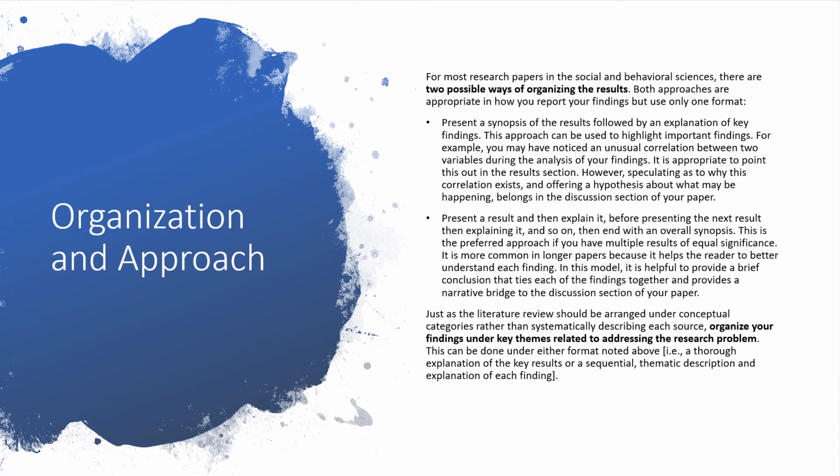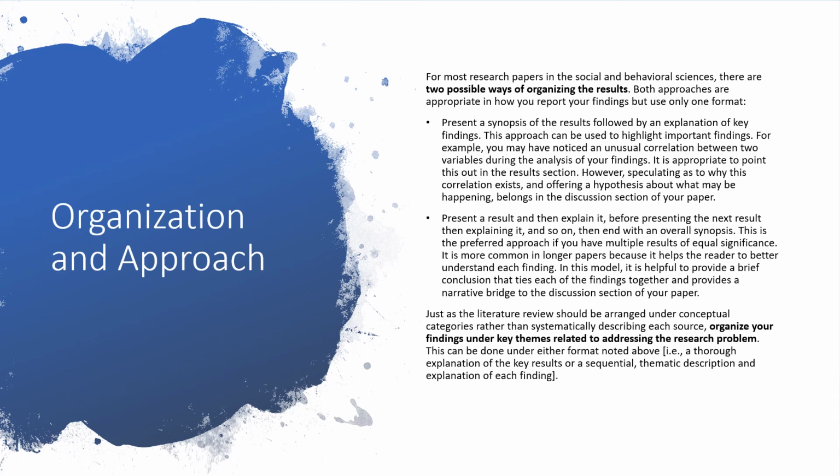For example, you may have noticed an unusual correlation between 2 variables during the analysis of your finding. It's appropriate to point out this in the results section. However, speculating as to why this correlation exists and offering a hypothesis about what may be happening belongs in the discussion section, right? So here's the idea of this approach. You kind of give an overview of all your findings, a quick summary, and then you provide more detailed results for your key findings, right? Those things that are really useful and really answer your research questions.